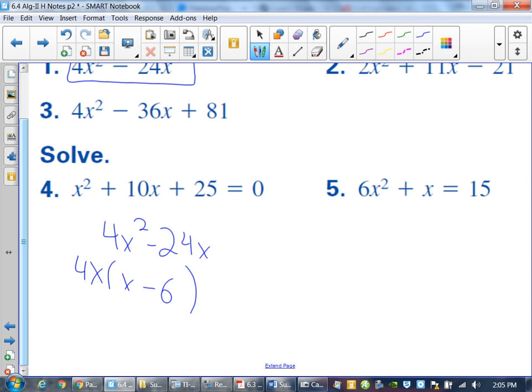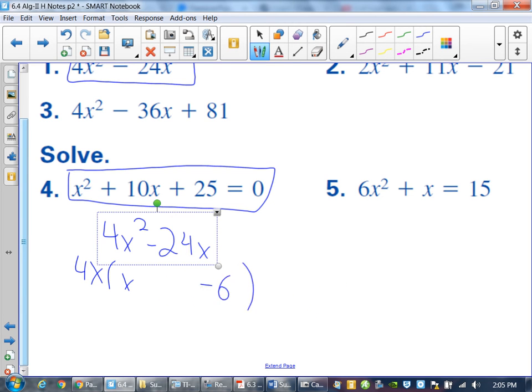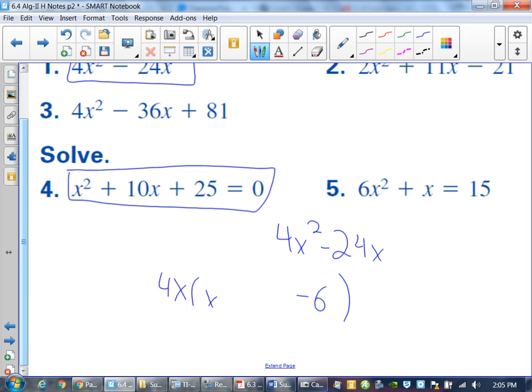Now, if I look at this one, x squared plus 10x plus 25 equals 0, what is that asking me to find? The zeros, right. Solve for x. What does x have to equal? Well, what times what is 25 and you add together to get 10? 5 and 5. So if I factor this one, I'm going to get x plus 5, x plus 5 is 0.